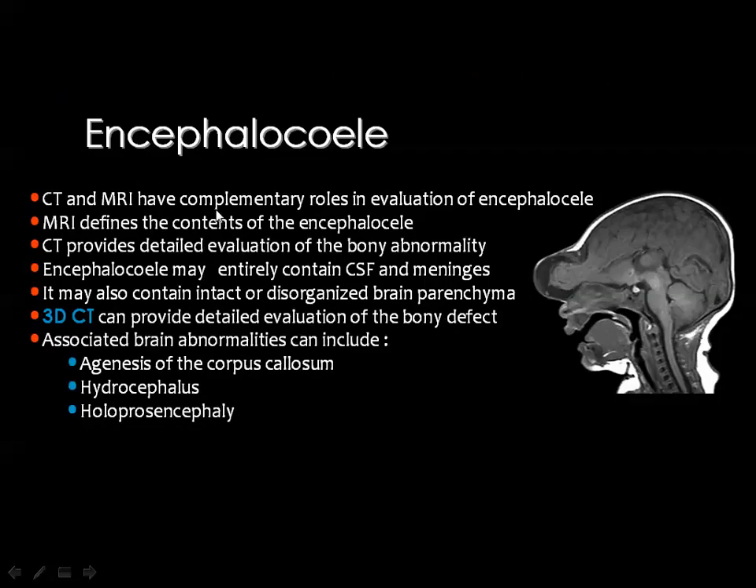Encephalocele can be evaluated by CT and MRI. CT will show the bony defect, MRI will show the contents, whether there is only CSF or this CSF is associated with some disorganized brain tissue. And sometimes we can have 3D reformatted images by CT for accurate evaluation of the bone defect. Some of the associated anomalies with encephalocele include agenesis of the corpus callosum, hydrocephalus, and holoprosencephaly.